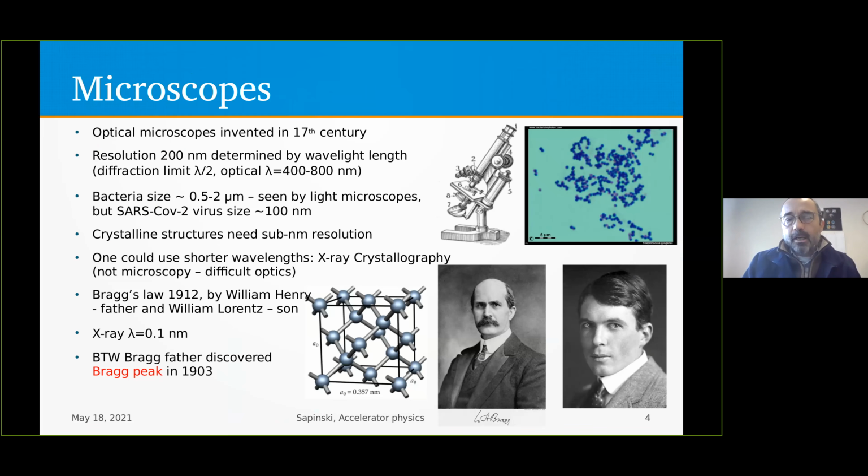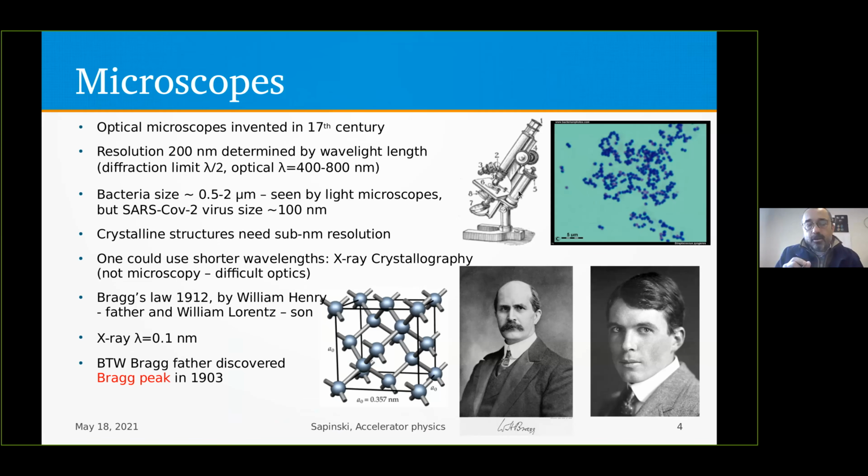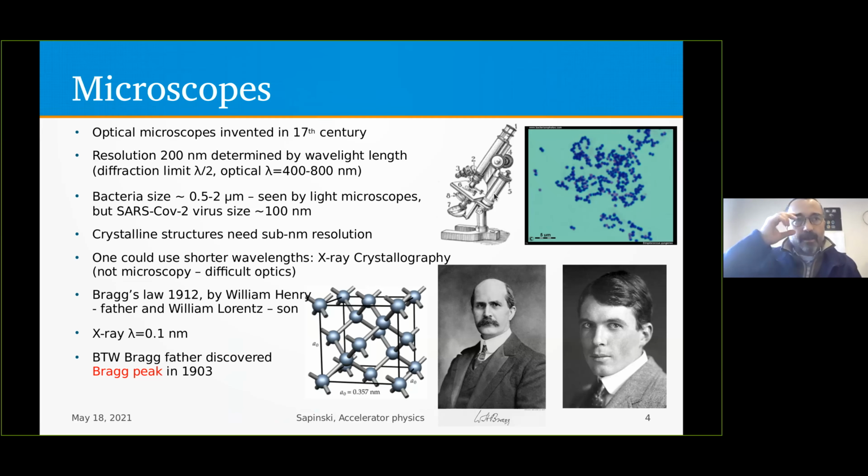Optical microscopes, they were invented in the 17th century, and you see here a drawing of such a microscope. The resolution, so the ability to distinguish 2 points nearby is around 200 nanometers. It's very, very little. Let's think that the human hair is, let's say, 50 micrometers diameter. So we are much below the human hair size. This resolution is determined by the wavelength of the optical light. There is something which is called diffraction limit.